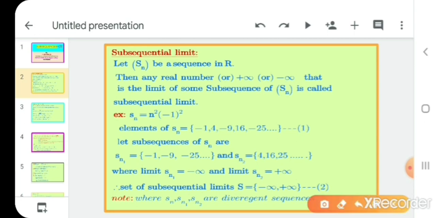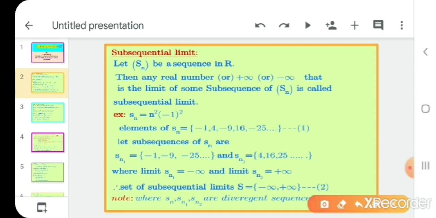Subsequential means we find the limit of subsequences. What is a sequence? A sequence is nothing but a function. What are the elements in a sequence? The elements which lie in the range are called the elements of the sequence. What is a subsequence? A subsequence is also a sequence. It's derived from a sequence by deleting some or no elements.